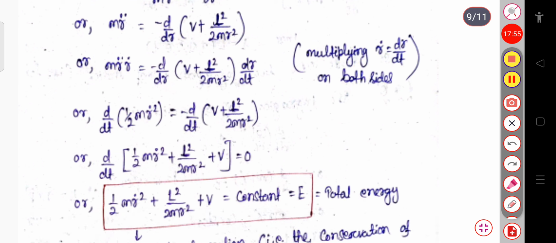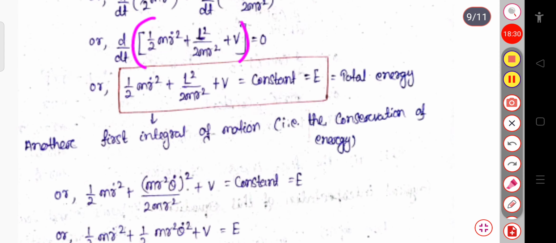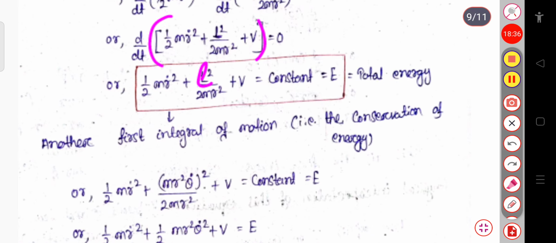Or if I take this term to the left hand side, and also we have taken common d by dt term here, then that is 1 by 2 mr dot square plus L square by 2 mr square plus v, that is equal to 0. Here this L represents the angular momentum, this small l. And this bracketed term is now a constant, because d by dt of some term equal to 0 means this bracketed term is your constant, and that is the total energy of the system, that is 1 by 2 mr dot square plus L square by 2 mr square plus v, equal to the total energy.